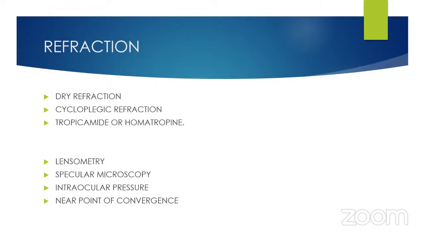Specular microscopy is done to see the endothelial cell count. Intraocular pressure can be documented, and also near point of convergence is important, because patients with myopia may have convergence insufficiency. So to rule that out, pre-op near point of convergence is tested. If there is convergence insufficiency, then we need to advise some exercises prior to the surgeries.